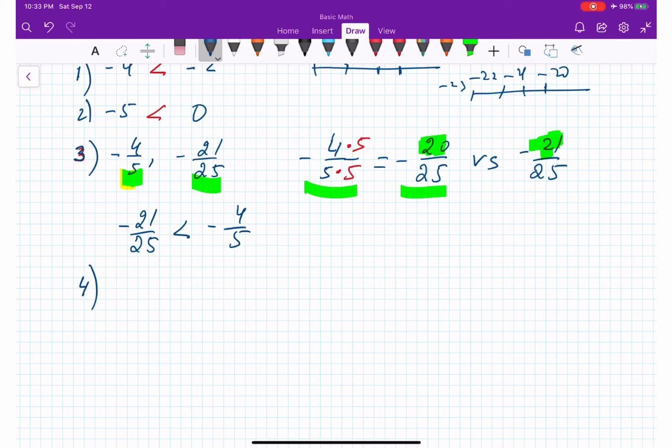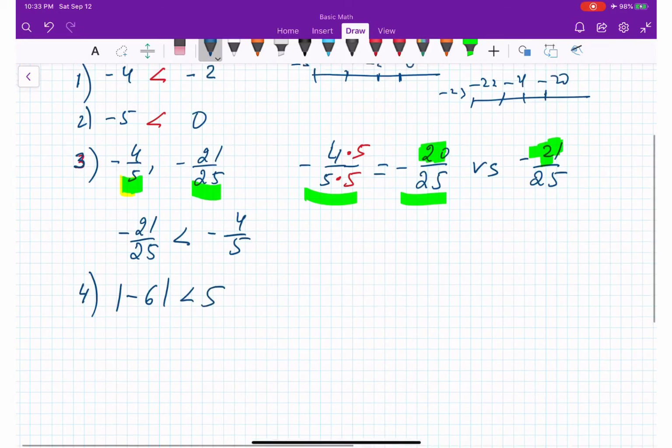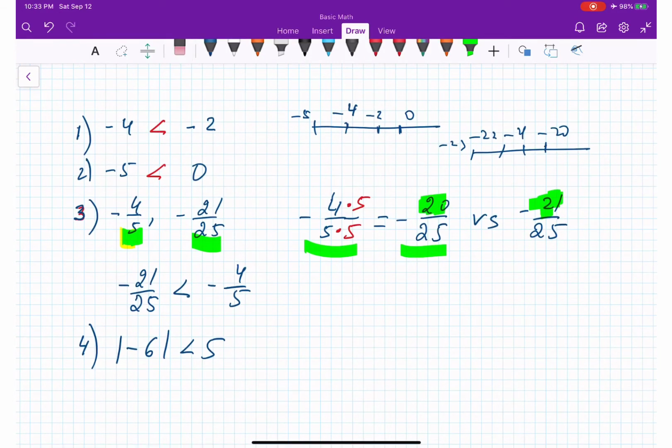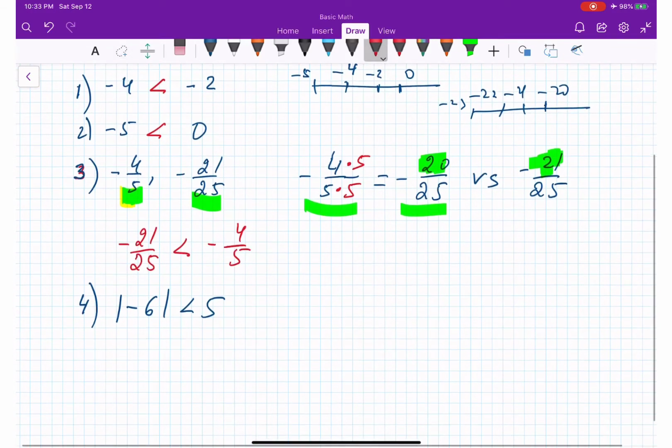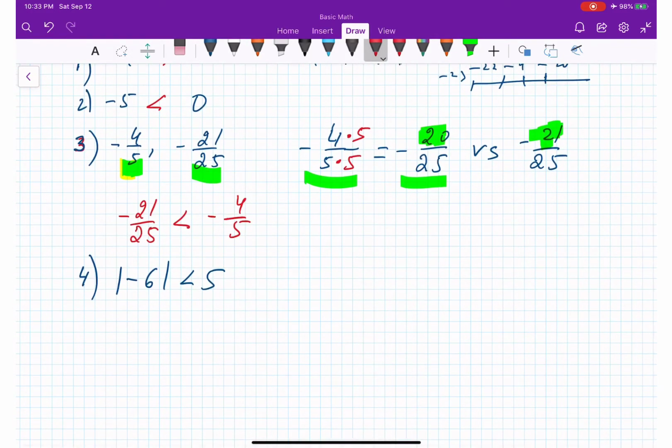The next problem is to decide whether the statement is true or false. We have the absolute value of -6 is less than 5. You know what? Let me put this in red color so you will know that this is the answer. Okay, this is much better. Is this true? Okay, let's see.